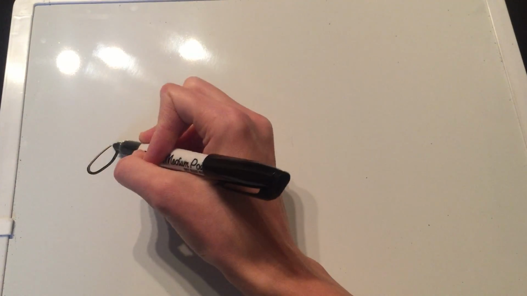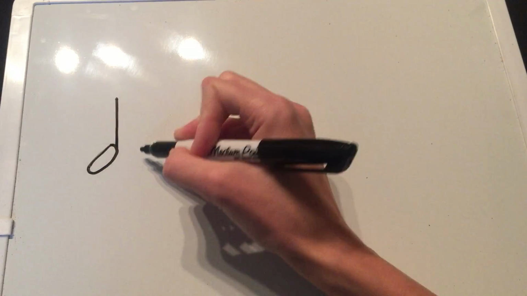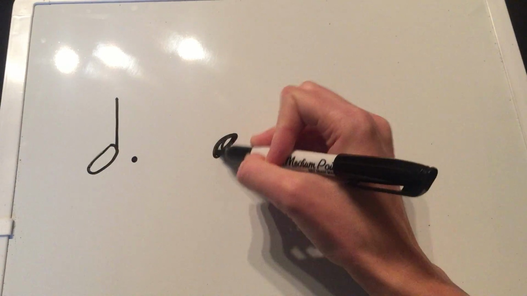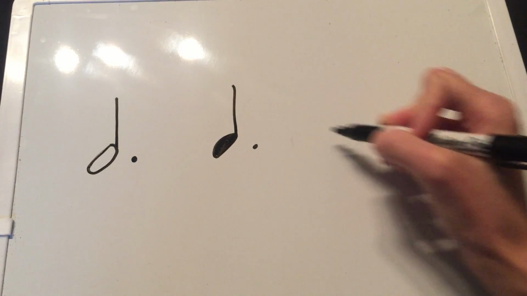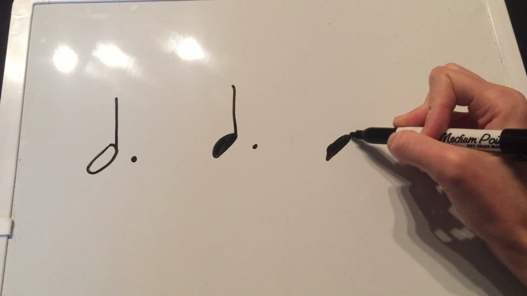So then on top of that, there are dotted notes. A dotted note would be like this. Like a dotted half note looks like this. There's dotted quarter notes. And there's also dotted eighth notes, but those aren't quite as common.